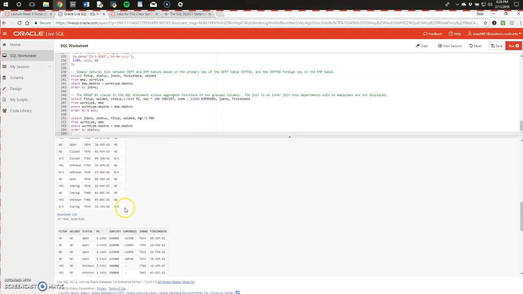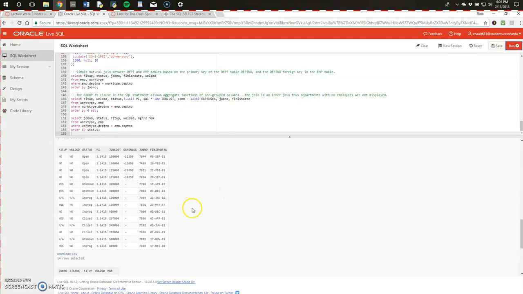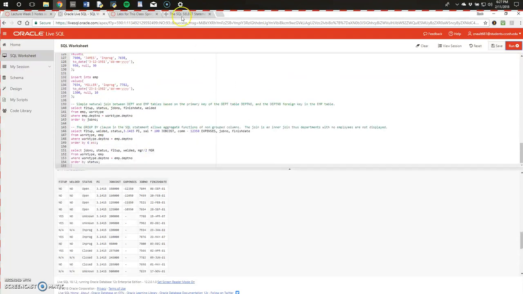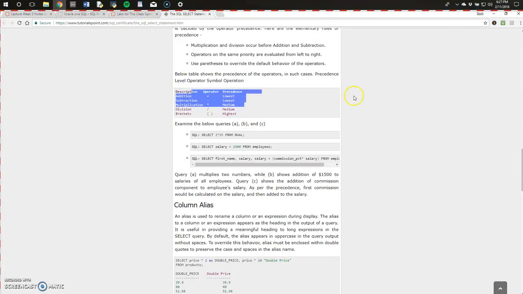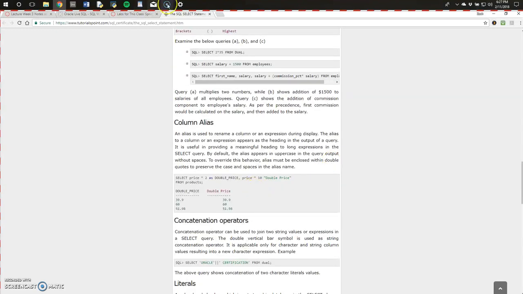So this is the same as before. I added a bunch of new columns on this one. I tried playing around with some of the math stuff over right here, using some of the arithmetic and changing some of the names.